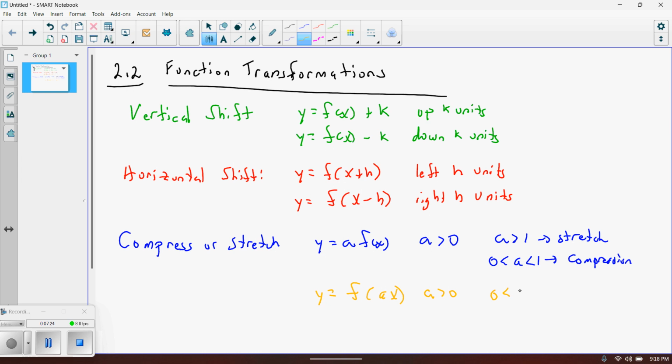Anyway, in order to stretch something horizontally, it's going to be a stretch if a is in between 0 and 1. That will indicate a stretch. So think about putting an a in there, so you'd have f of 1/2 of x. That's actually going to stretch everything out. If a is greater than 1, that will then compress it. So again, that's a little counterintuitive. Usually the things that are affecting the x are slightly counterintuitive when it comes to stretching, shifting, compressing, all that kind of stuff.